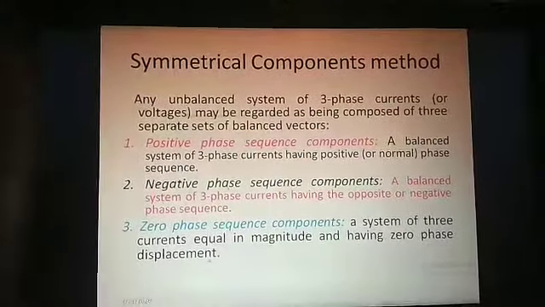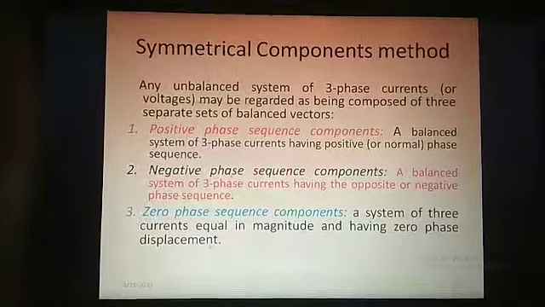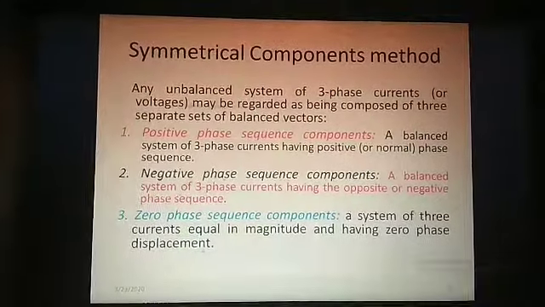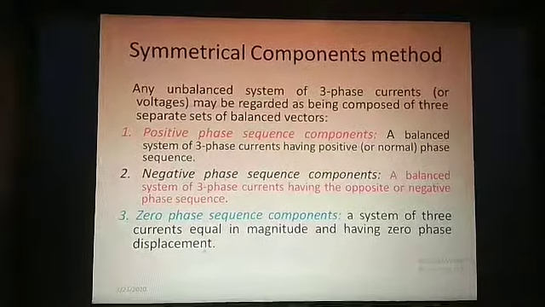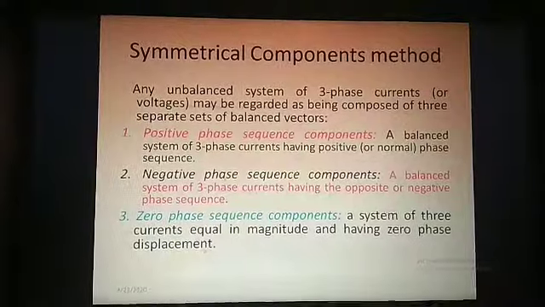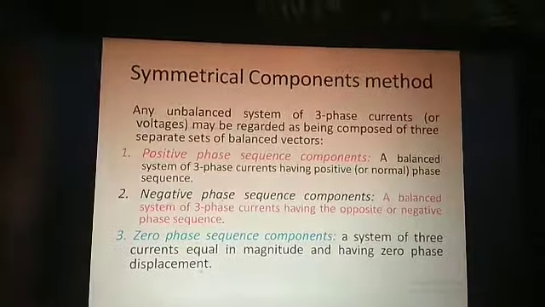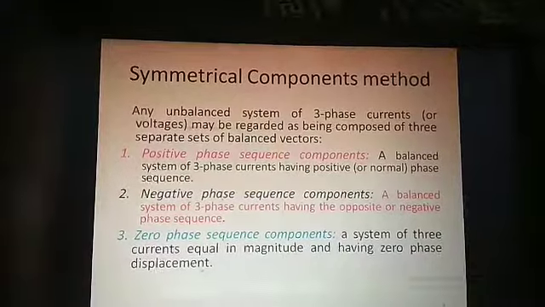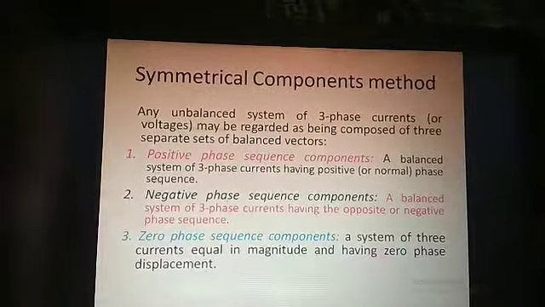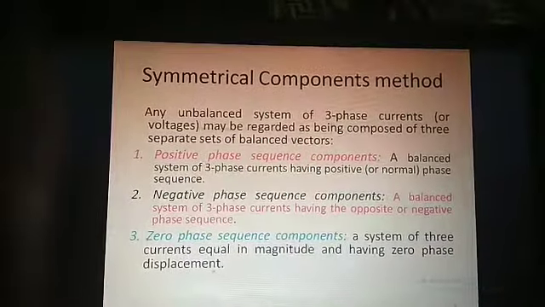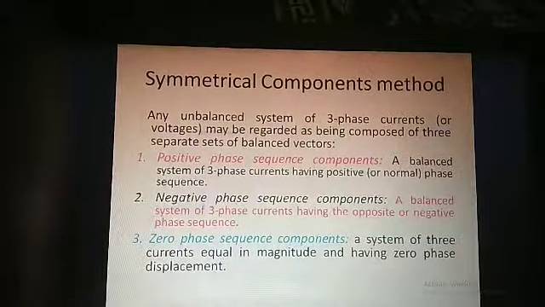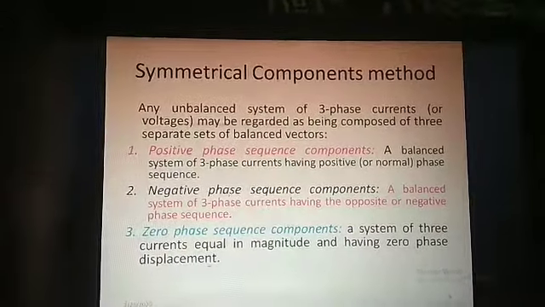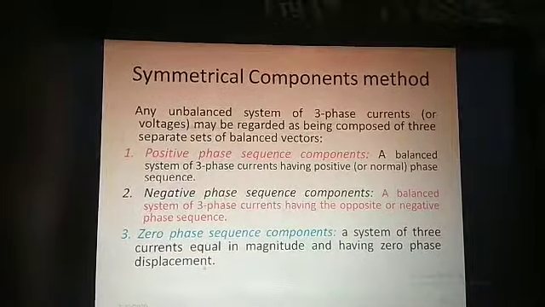Now the most important part of this chapter is the symmetrical components method. So what is this symmetrical components method? Look, any unbalanced system of three-phase currents or voltages may be regarded as being composed of three separate sets of balanced vectors. The term is very important: balanced. What is balanced? A balanced system or balanced vector means that the magnitudes of all the phases are the same and the angle between them is 120 degrees. That type of system is called a balanced system.